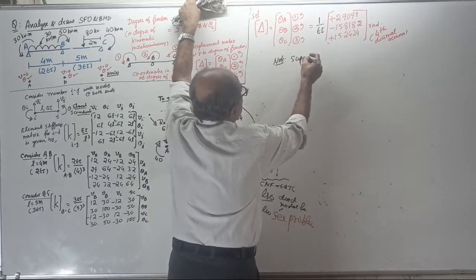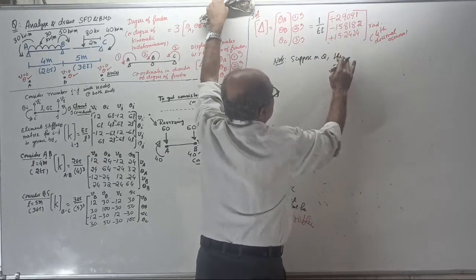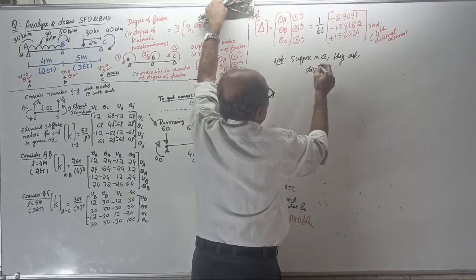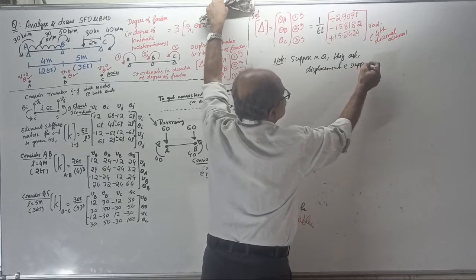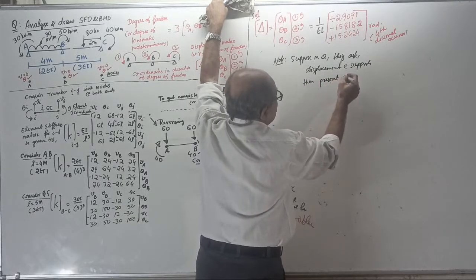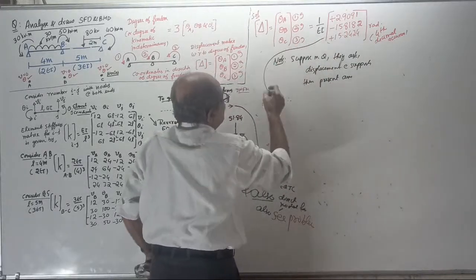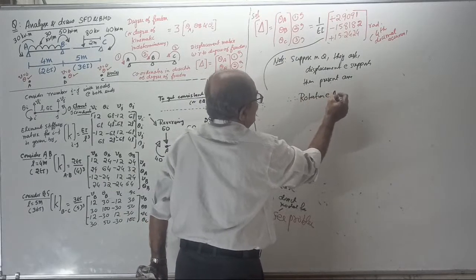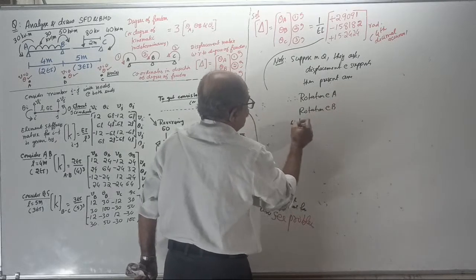Suppose in the question they ask displacement at supports. Then present the answer. How to write? After this one, write: therefore, rotation at A, rotation at B, and rotation at C.